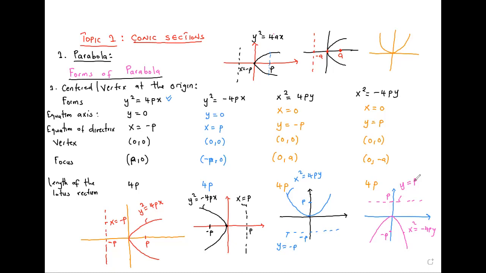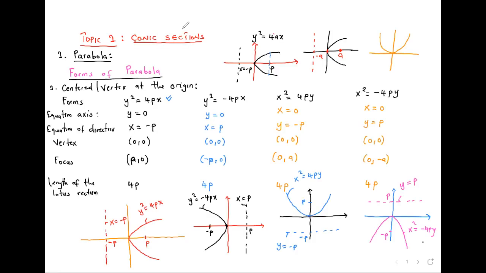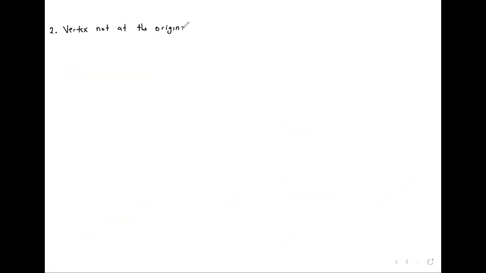So what do we have? We also put a bit of some standard forms, so that then we can answer all the questions that are around the parabola, and then we'll move to the ellipse. So 2, vertex not at the origin. So also put in some standard forms.